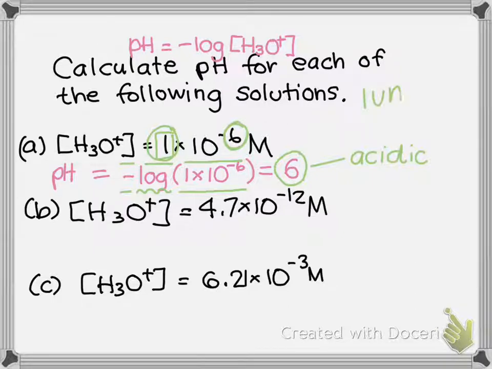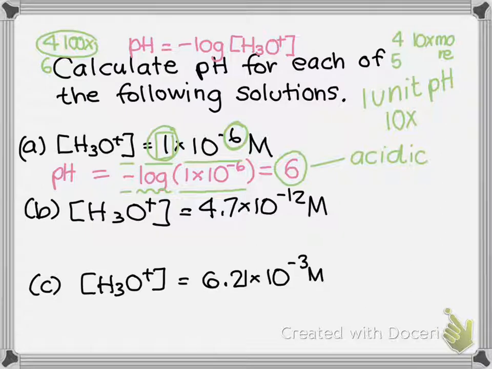1 unit of pH, because it's a log base 10, has a 10 times change in acid or base concentration. So for example, from a 4 to a 5, a 4 has 10 times more acid than a 5. If I had a 4 to a 6, well, this would be 100 times more acid in a 4. Because each change in pH gives you a change of acid concentration by an amount of 10 times.